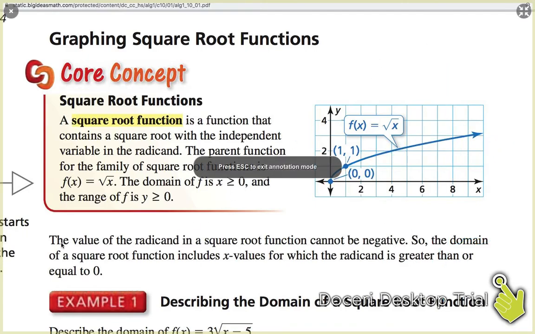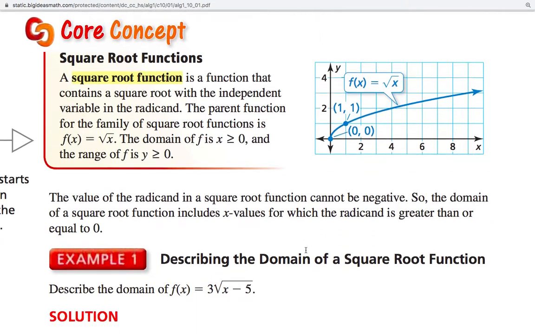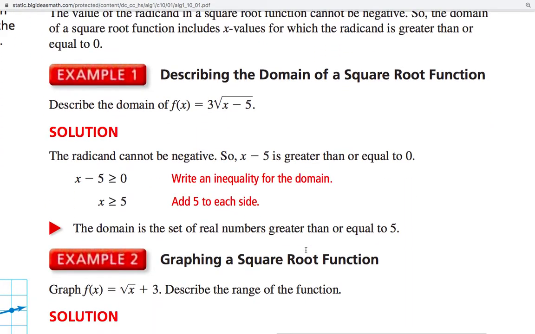Now it says the value of the radicand in a square root function cannot be negative. So the domain of a square root function includes x values for which the radicand is greater than or equal to 0. It can't be negative. We can't take the square root of a negative 2. So a big part of this is going to be finding the domain of the square root function.